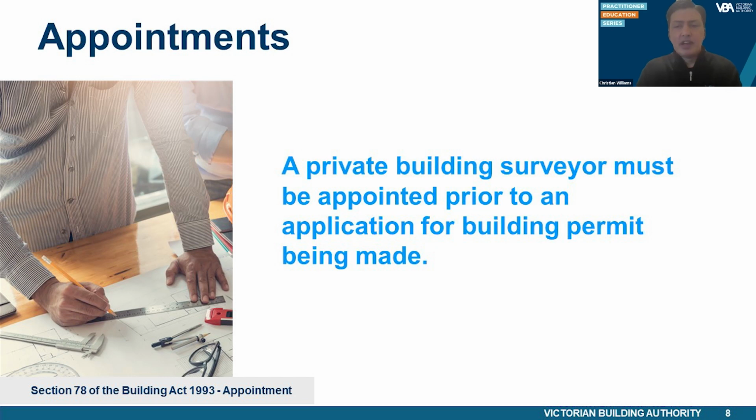Technically, a private building surveyor must be appointed prior to an application for a building permit being made. This is because Section 17 of the Building Act provides an application for a building permit may be made to a private building surveyor that has been appointed under Part 6 of the Act. Once a private building surveyor has been appointed, they become the relevant building surveyor, or the RBS, and they remain the RBS for that building work unless their appointment is terminated or their functions transferred to another building surveyor.